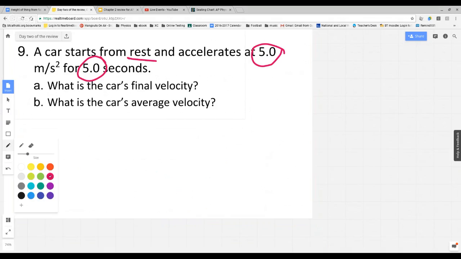Alright, so this one you want the final velocity. You start out at 0. You're going to accelerate at 5 for 5. 25. So the final velocity is 25 meters per second, using the same equation we just did.